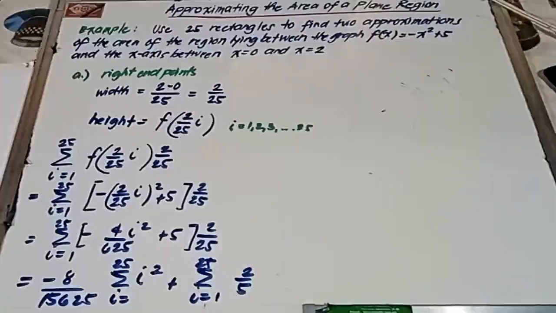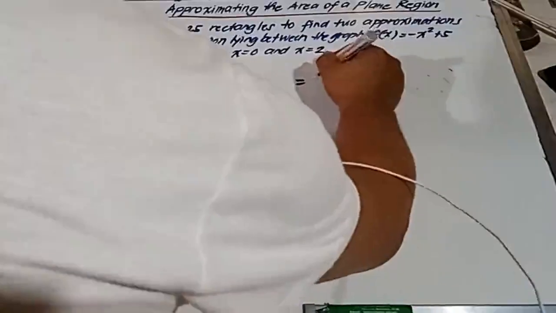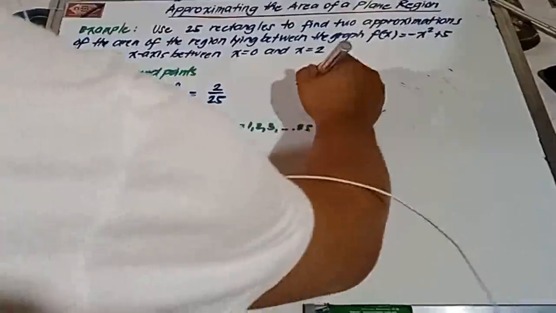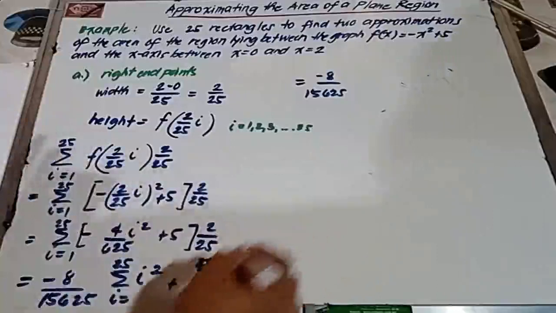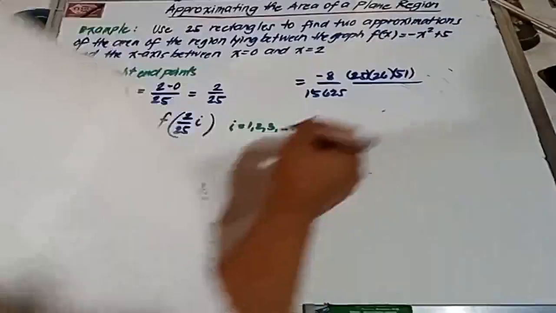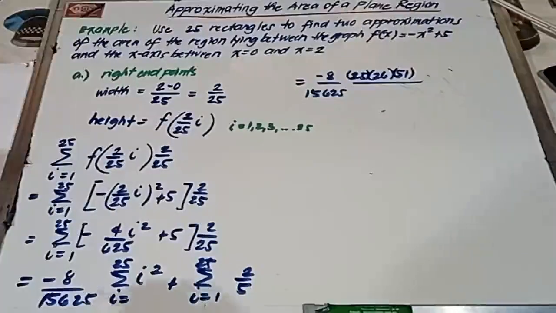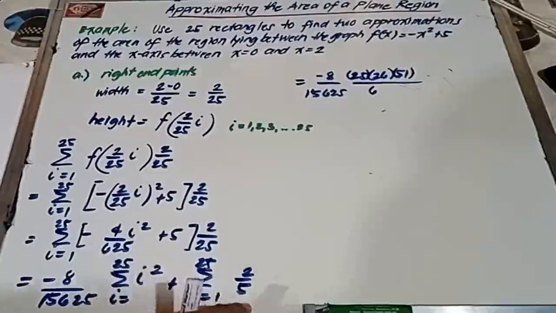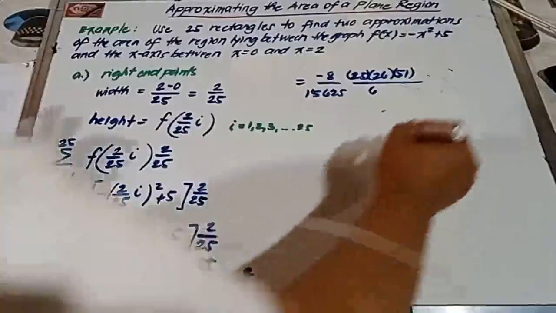Now, i squared. Alam natin yung formula ng i squared. We have negative 8 over 15,625. The sum of i squared is n times n plus 1 times 2n plus 1 over 6. So that is, n natin is 25, so 25 times 26 times 51 over 6. Paki-check na lang po yung formula ng sums of powers of integers. And this one, that is 25 times 2 over 5, so that is 2 times 5.